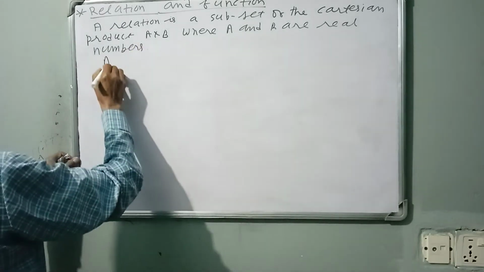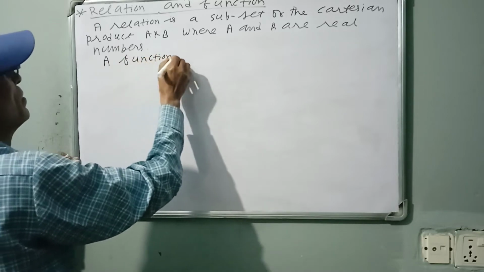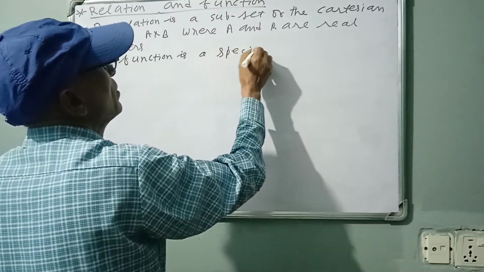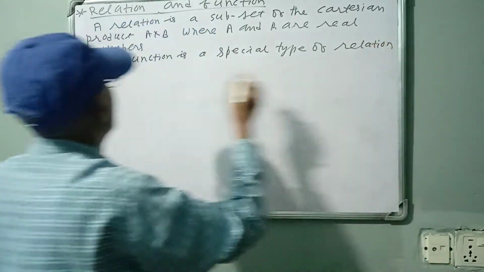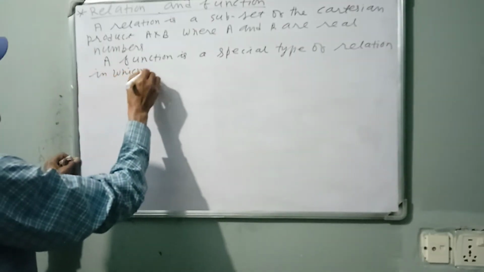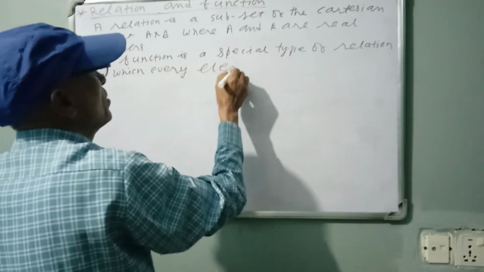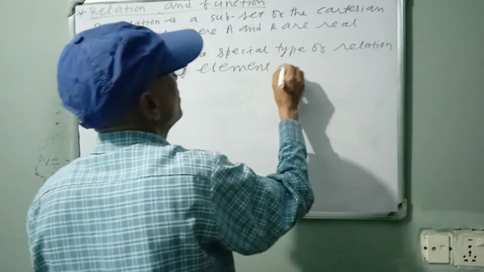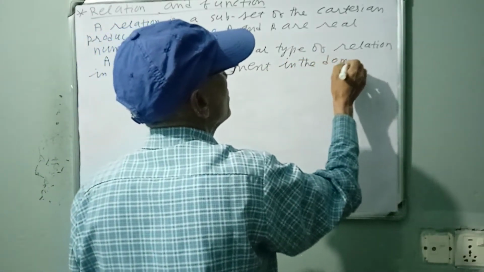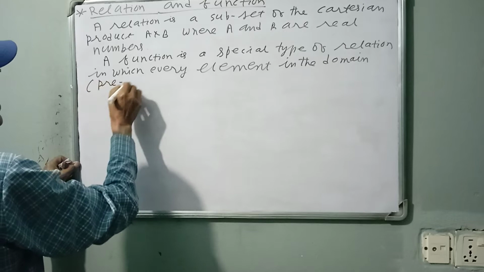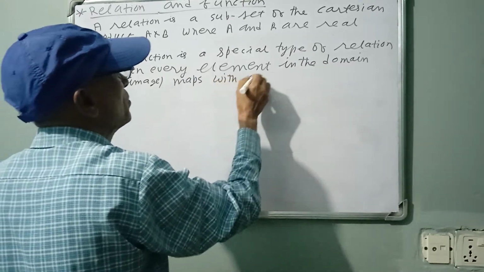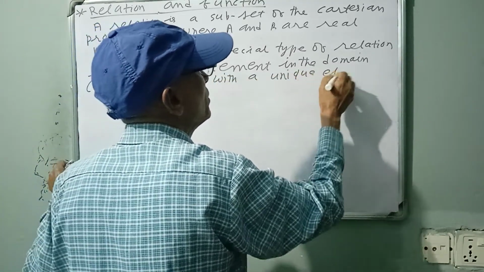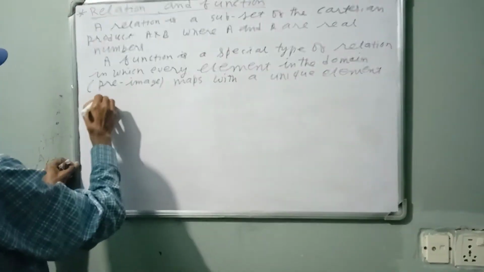A function is a special type of relation in which every element or component in the domain, here domain means pre-image, maps with a unique element in the codomain.